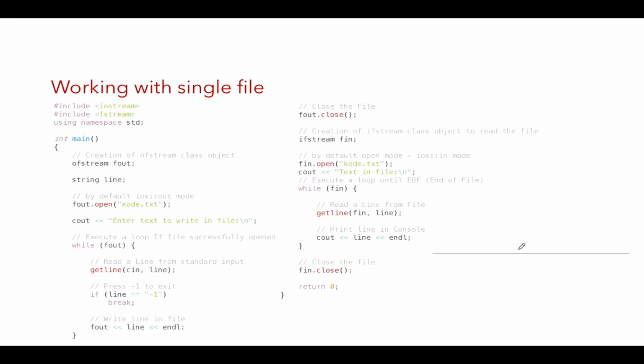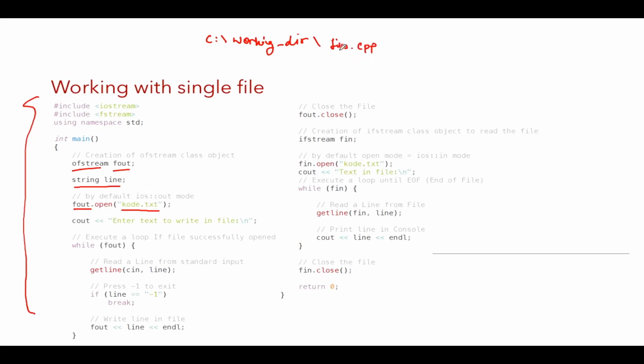Next is this program wherein we can understand how we can work with a single file. In the main function I'm writing ofstream, and fout is the object over here. Then I have a string line, so I'm using fout dot open, and then I'm providing the file name over here. Because there is no path written over here, this will be the file that the compiler is going to search for in the same folder or at the same path where this whole program is residing. In case you're using, let's say, a Windows system, let's say C colon working underscore dir is your directory, and inside that you're writing your program, let's say files dot cpp, then this code.txt needs to be at this location only. Otherwise the compiler won't be able to find that file and it will give an error.